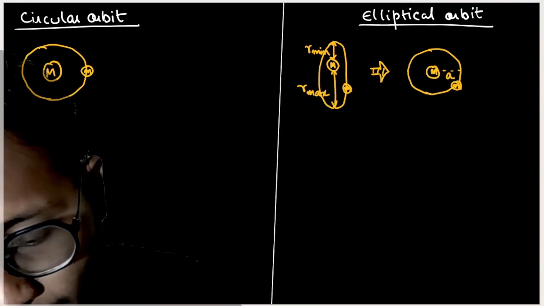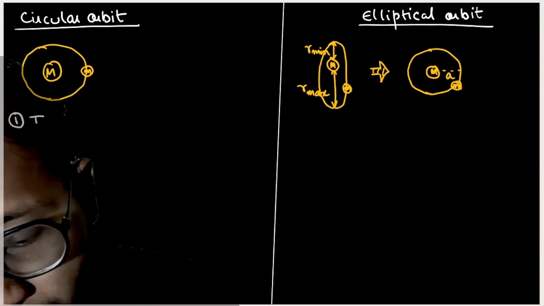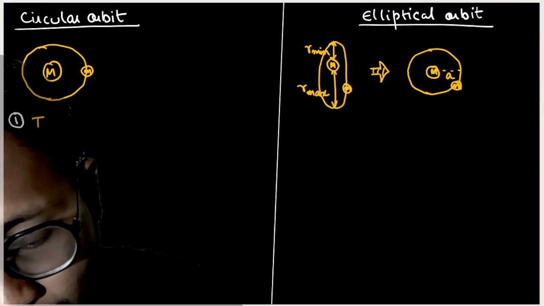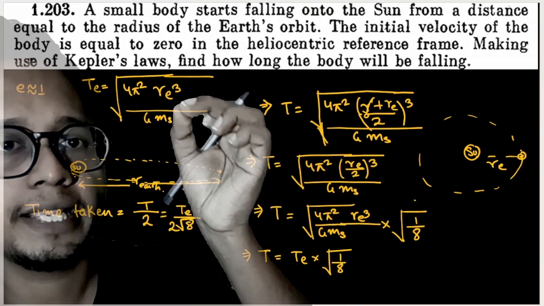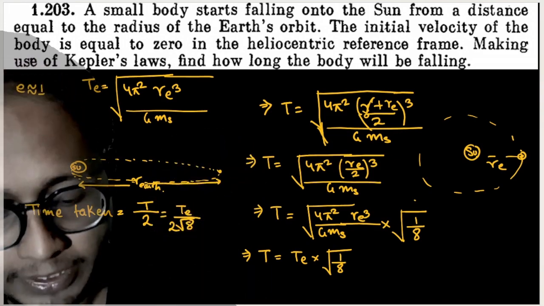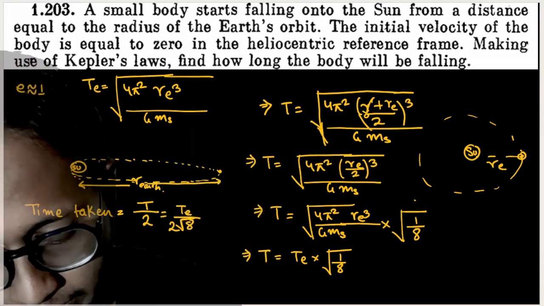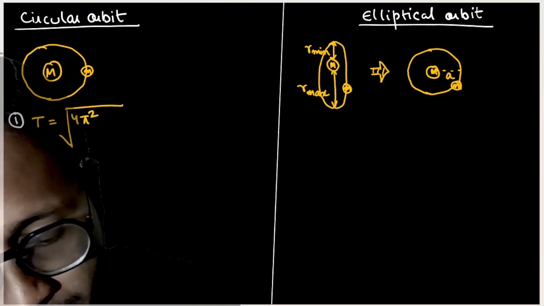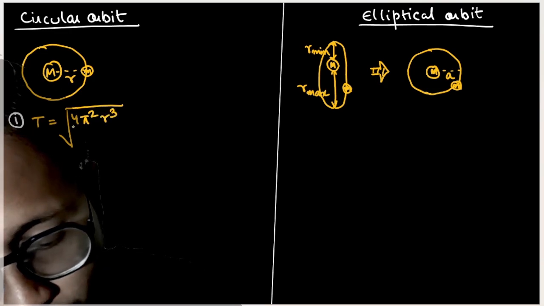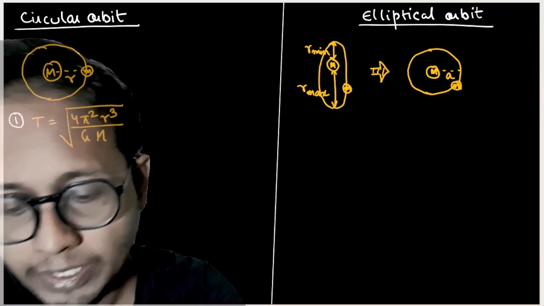Now the first thing: what is the time period? The time period for a circular orbit would be, recall the formula, the square root of 4 pi square r cube divided by G into mass of the sun, or G into mass of the parent body, where r is the radius of the circular orbit.